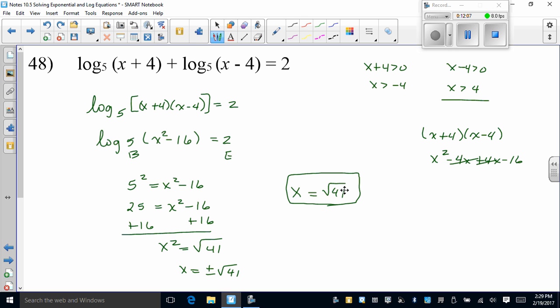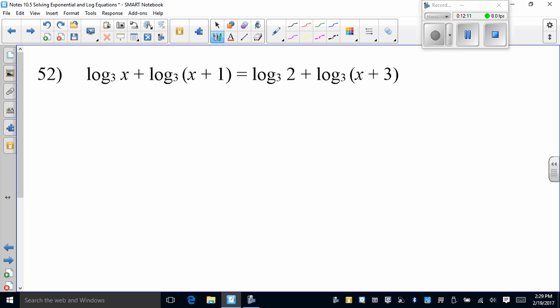Okay, another one. Got to clean up both sides again. I have a plus here, so I have to multiply. So I have log base 3 of x times x plus 1 equals log base 3 of 2 times x plus 3.